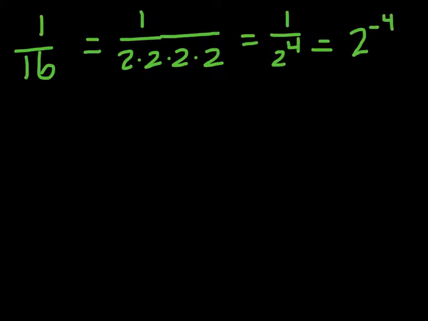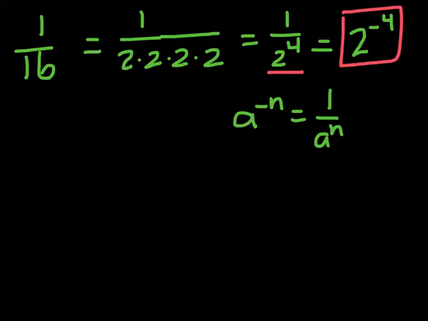Because remember, anytime we have a raised to the negative n power, it equals 1 over a to the n. So we're simply reversing that here. We're taking our 2 to the 4th power and making it 2 raised to negative 4. So 2 raised to negative 4 is equal to 1/16.